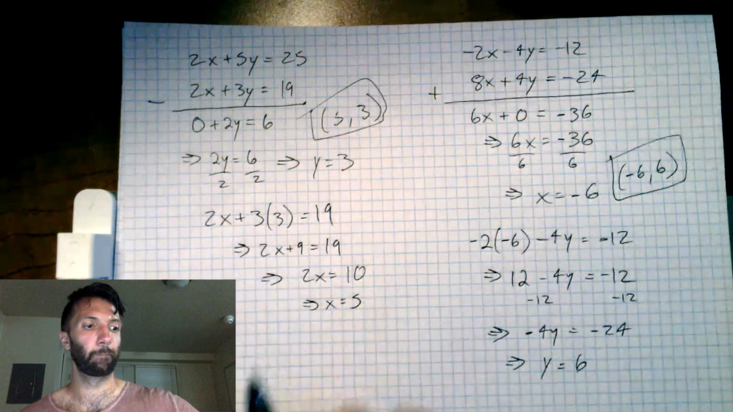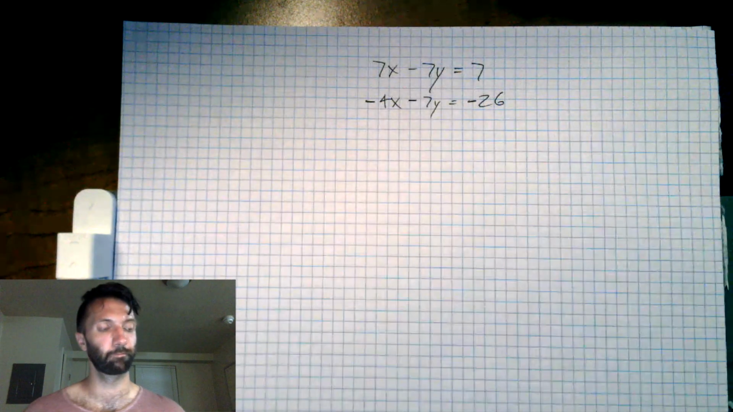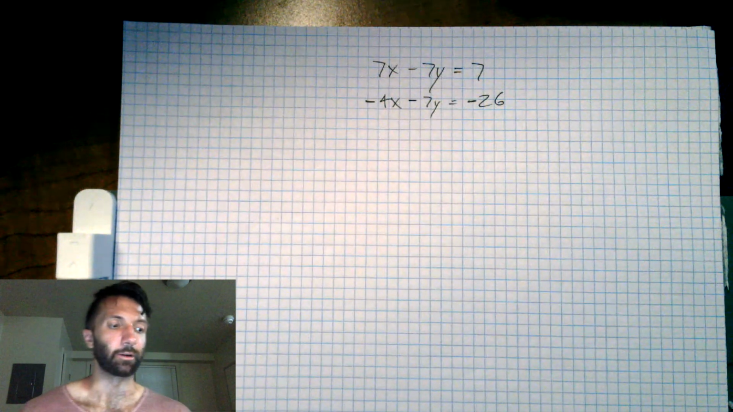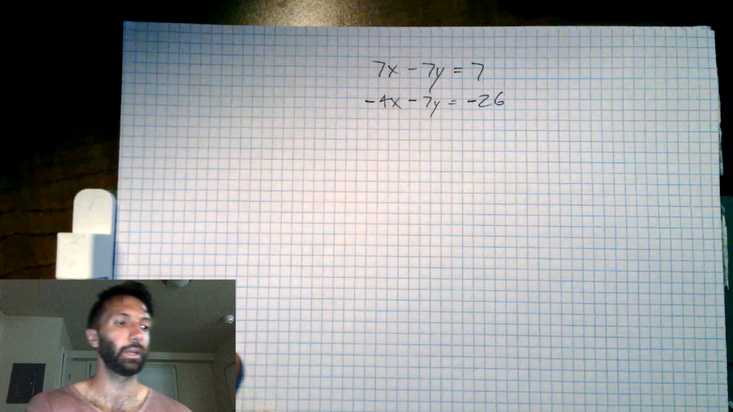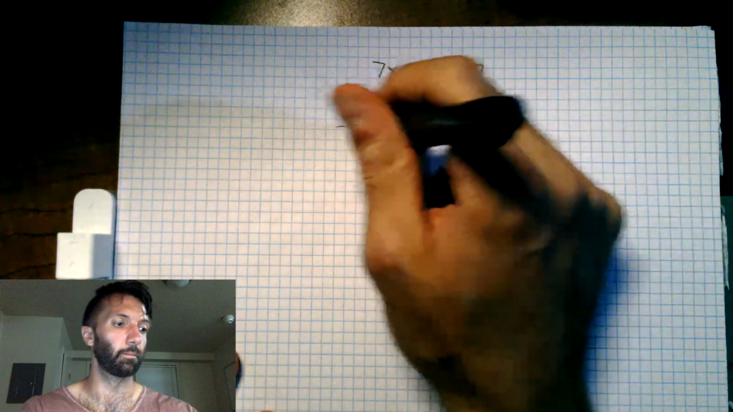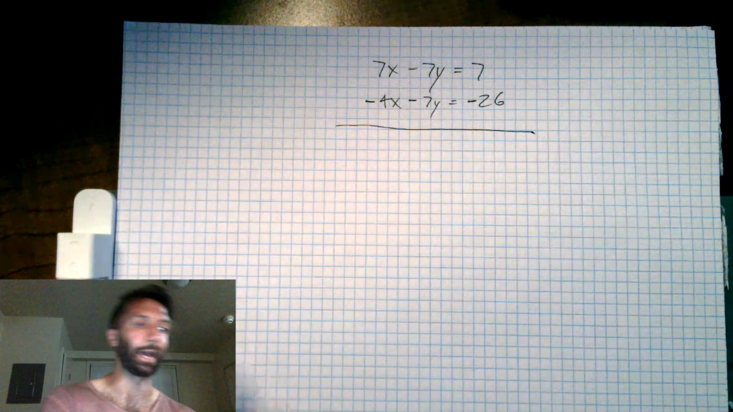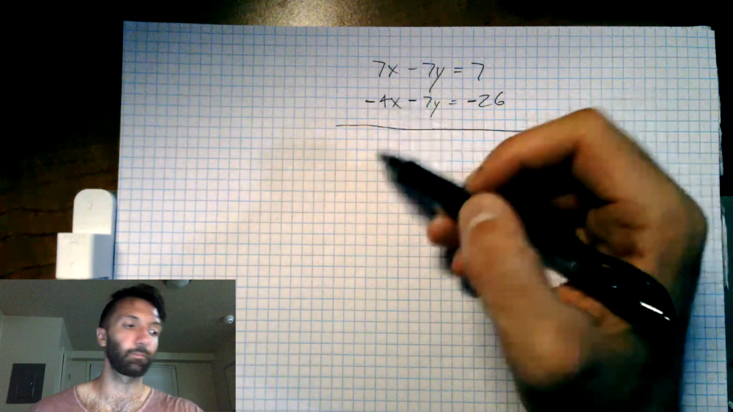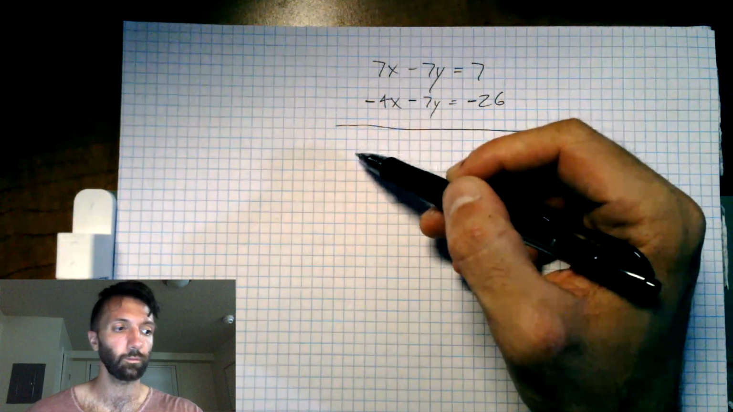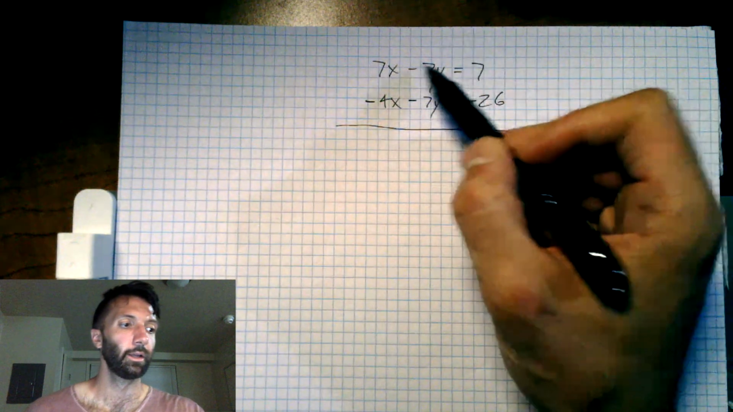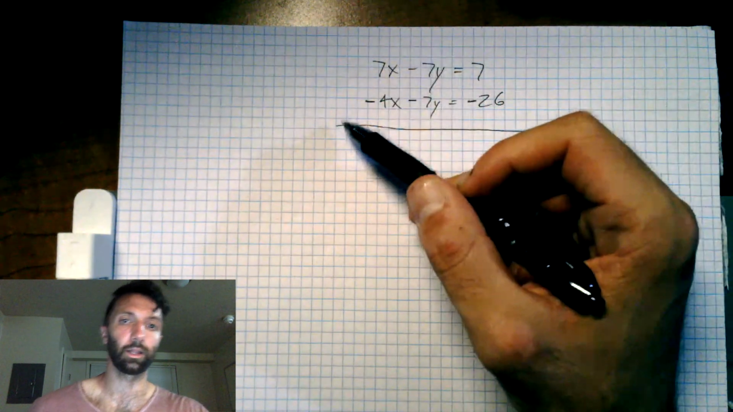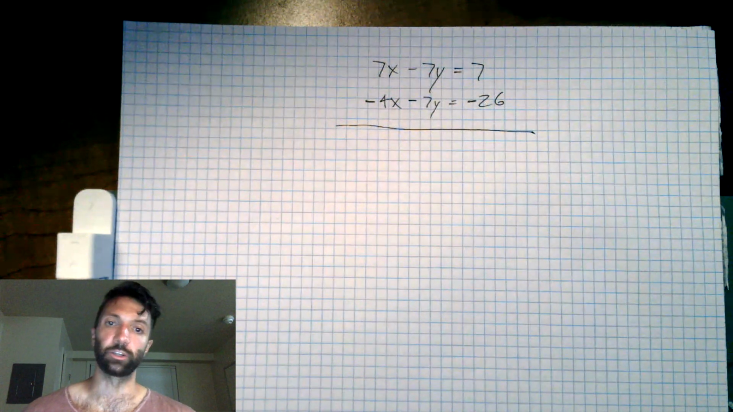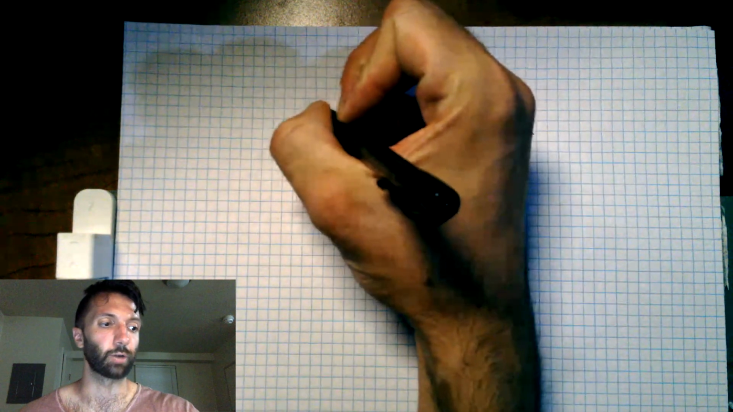Okay, we'll do one more. So again, we've got to figure out whether adding or subtracting these will get a variable to eliminate. So let's try adding first. So 7x plus negative 4x is positive 3x. So that doesn't go away. Let's see if the y's do. Negative 7y plus negative 7y is negative 14y. All right, so addition's not going to cut it here. So what we want to do is subtract.